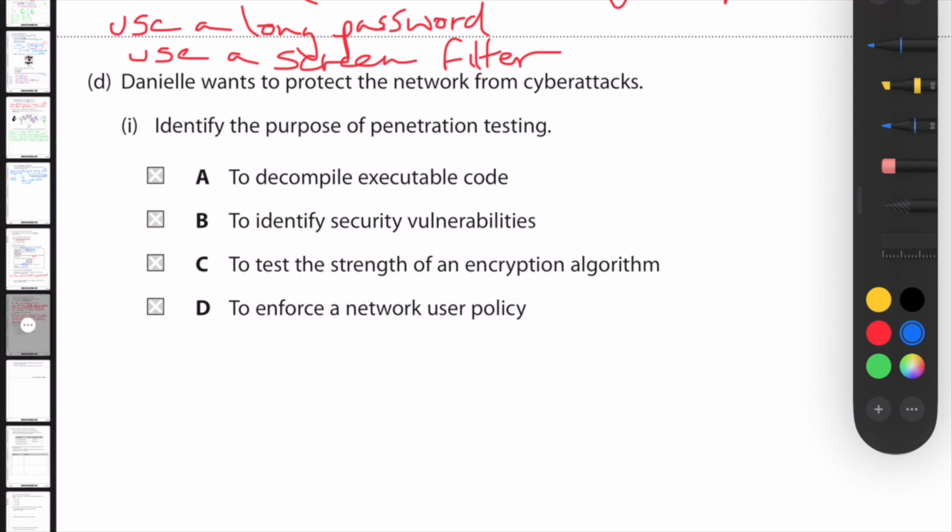So what have we got? To decompile executable code, well, it's not that. To identify security vulnerabilities, yes, you can consider it to be that. To test the strength of an encryption algorithm, well, sort of, but it's not really talking about securities, is it? We're talking about securities. This is what the whole point of this question is about. To enforce a network user policy, it's not that. So it's either B or C, and because we're mentioning security vulnerabilities here, it would be B.